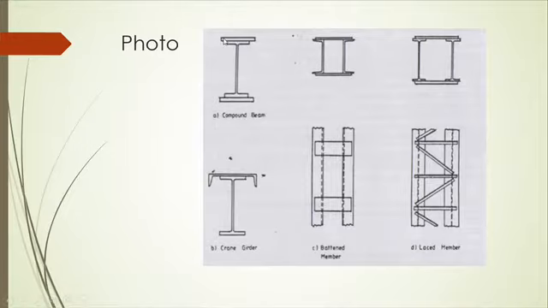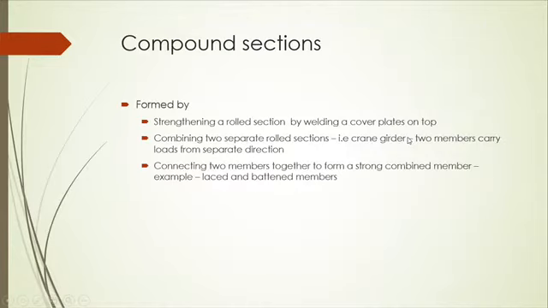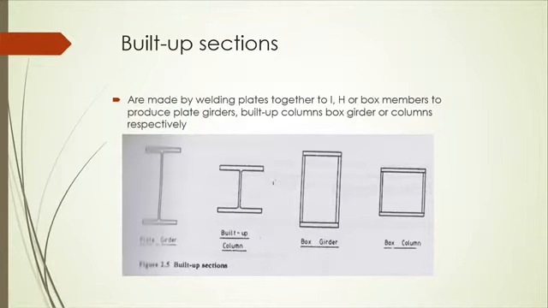So this is an example of a compound section. We have strengthening of an I-beam, a universal beam, using a plate, which is a compound beam. You have combining two separate rolled sections. You combine a C channel, you combine a channel with the universal beam. You have a crane girder. Then you combine a batten member, so you combine a plate of two beams here, so you can have a larger cross section of beam, or a laced member. You combine a column with lacing here. You basically connect the two members together so that you have a bigger member.